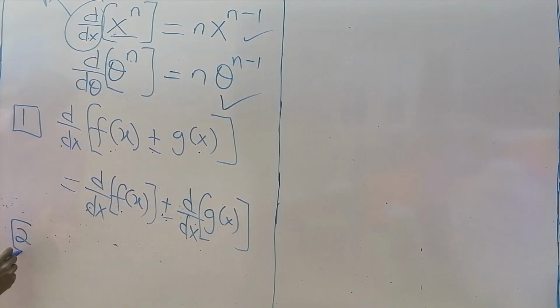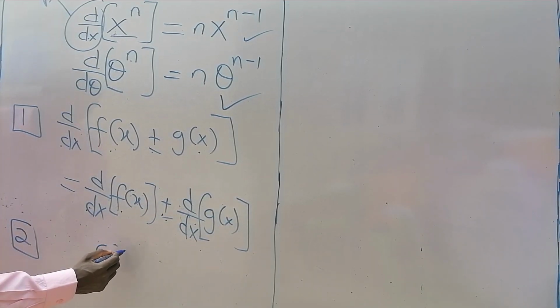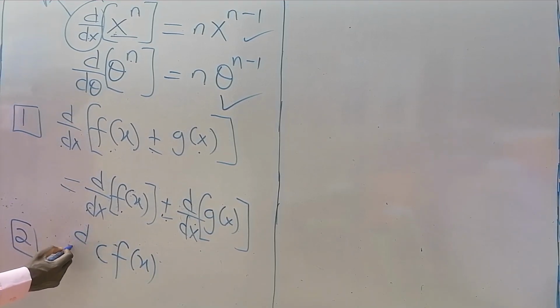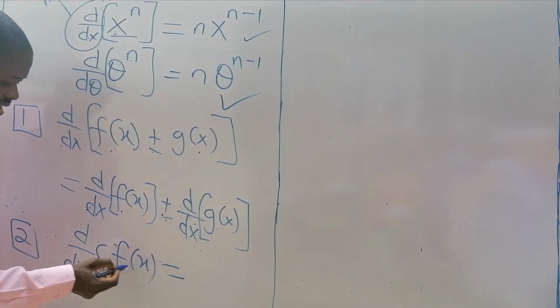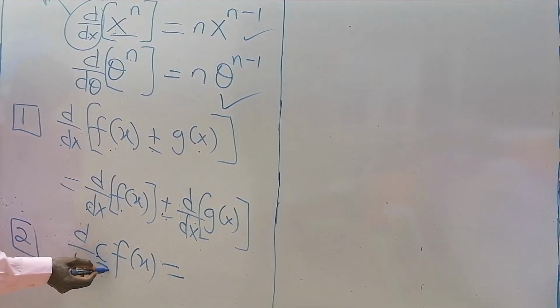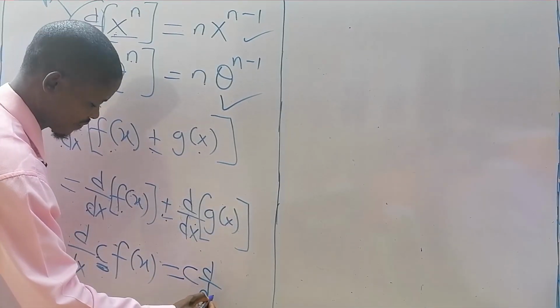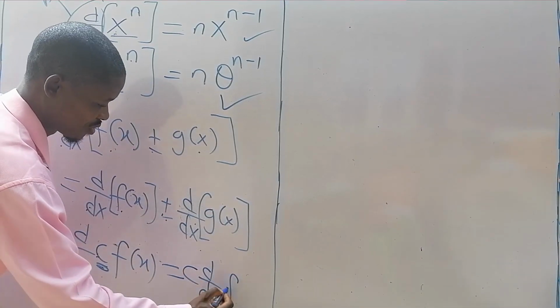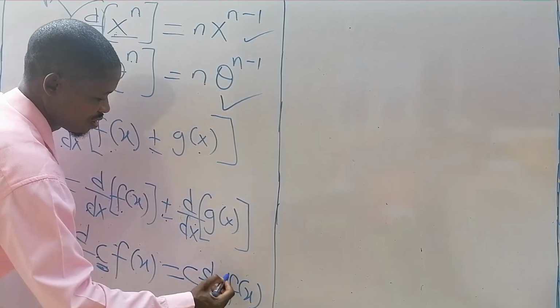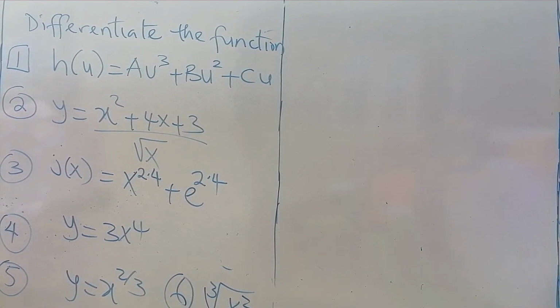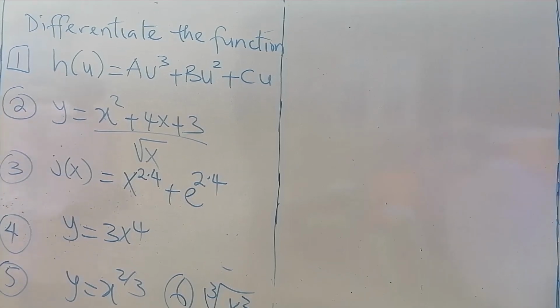Then the next thing I want us to look into: if you have a constant, and then you have your function, and we want to find the differential coefficient of that function. Very simple. This c, the constant, is going to come outside. Then you have d/dx, the differential coefficient of your given function. Differentiate the function. And we have those questions.